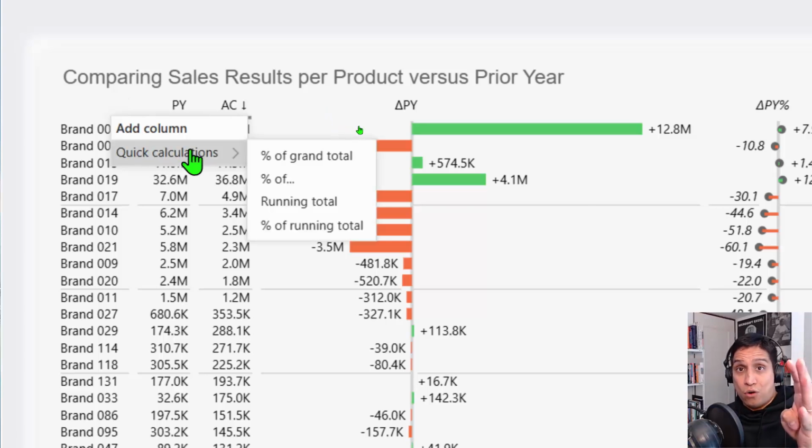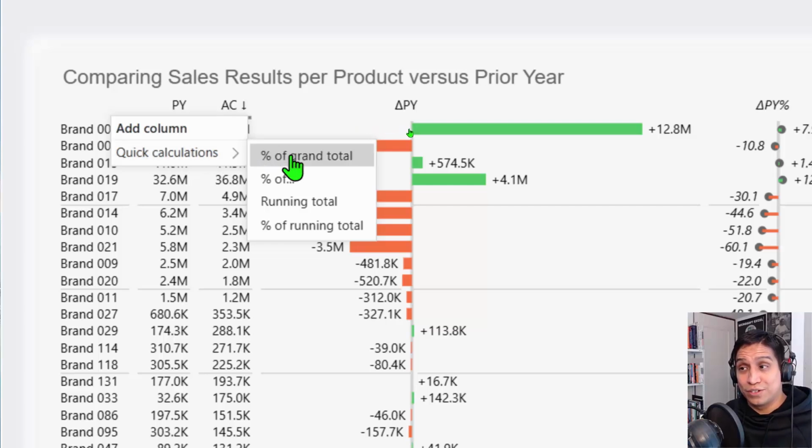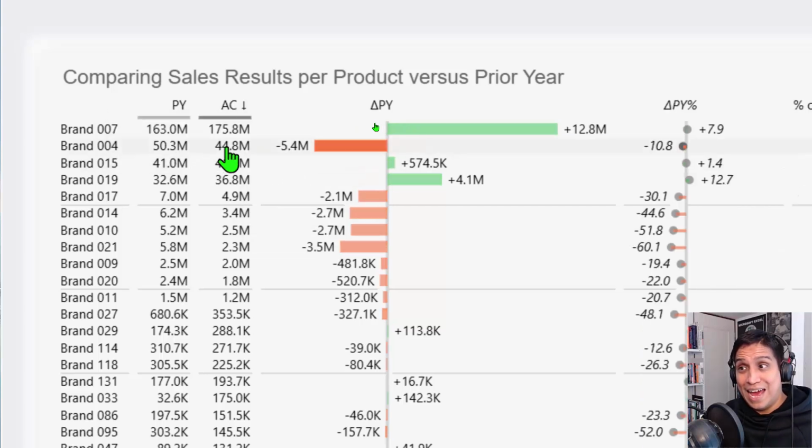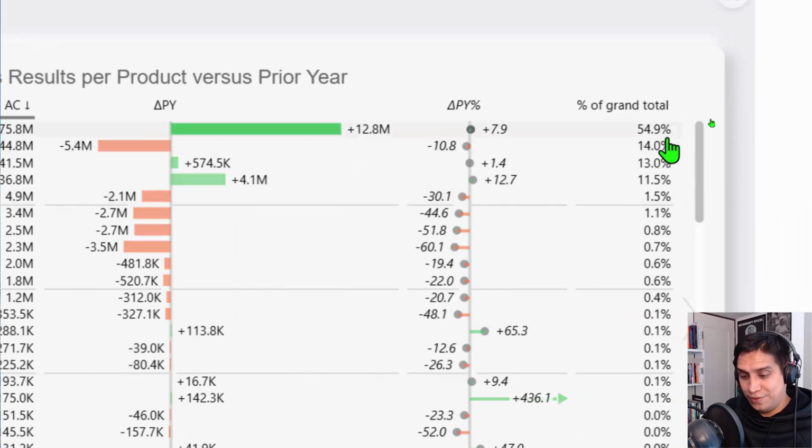You see where you activate this plus sign, and immediately it shows you quick calculations. So you have four. What I'm going to add right now is the very first one, percentage of grand total. Click it. Now we're going to see how much this value right here, 175, is compared to the total. So we go right here and see that it's 55%. Amazing. Now, wait, hold on.